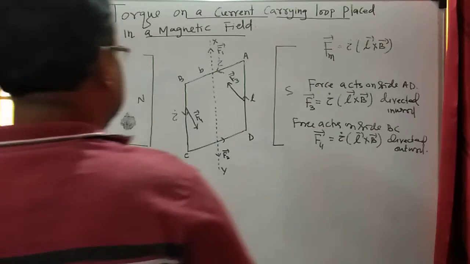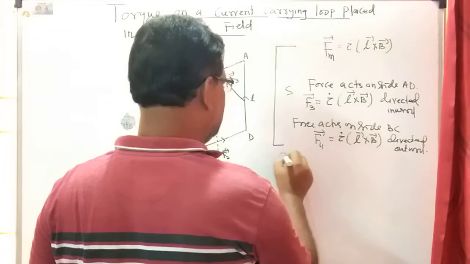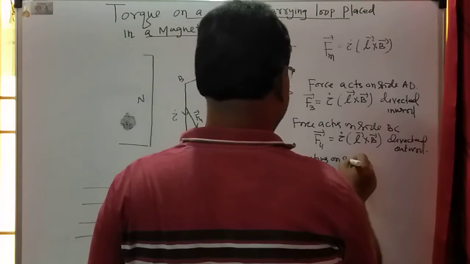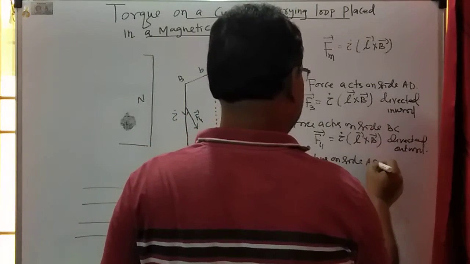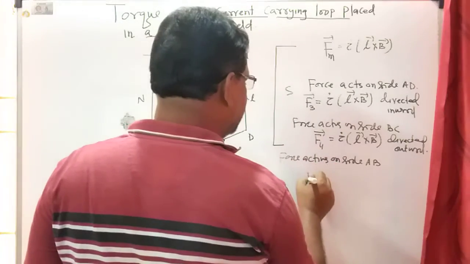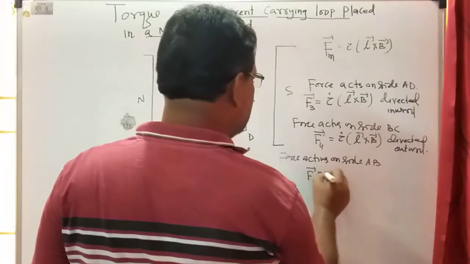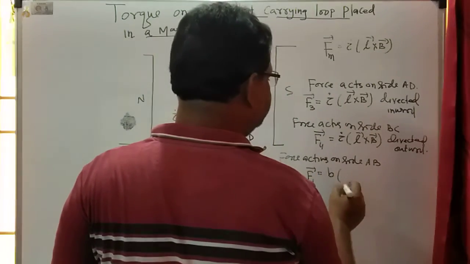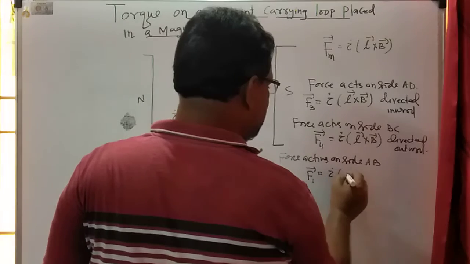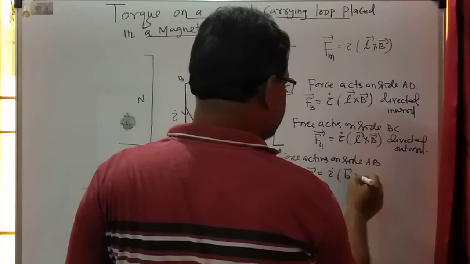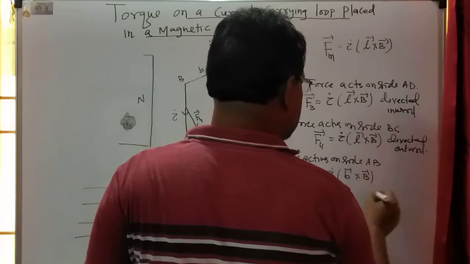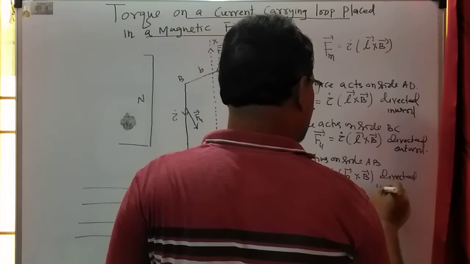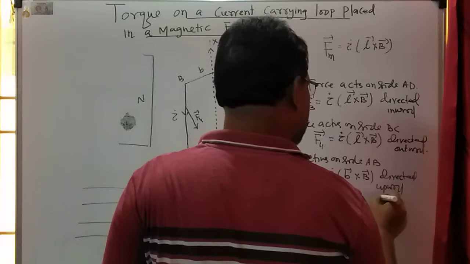So the force acting on side AB, which we have already taken as F1 vector, is equal to I into b vector, the small b vector, cross the capital B vector. It is directed upward along the axis.